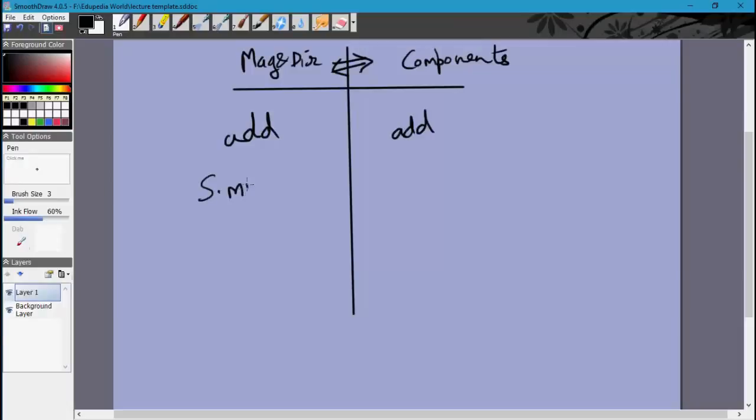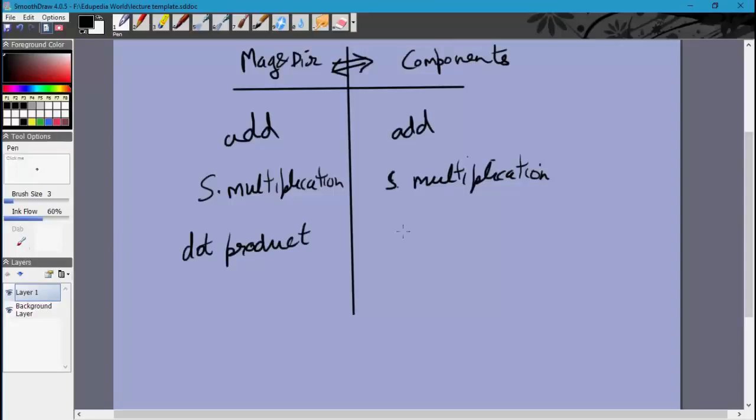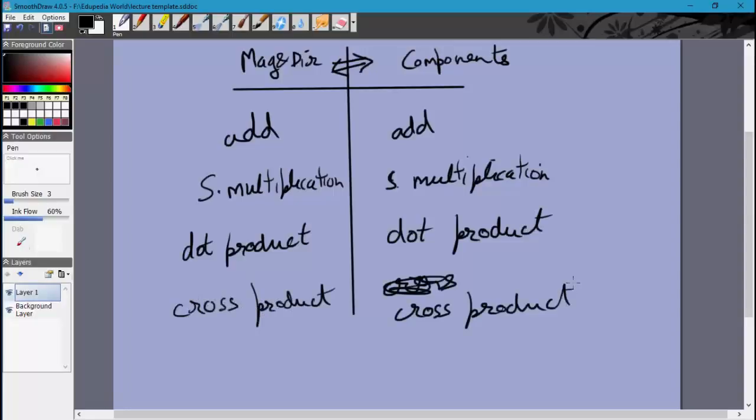Then we did scalar multiplication. And once again, we did it for both of them, meaning given the magnitude and direction of a vector and a scalar, we know what the magnitude and direction of their multiplication is. Given the components of a vector and a scalar, we know what the components of their multiplication is. Then we did dot product, and again we did it in both forms. And finally we did cross product, and again we did it in both forms.